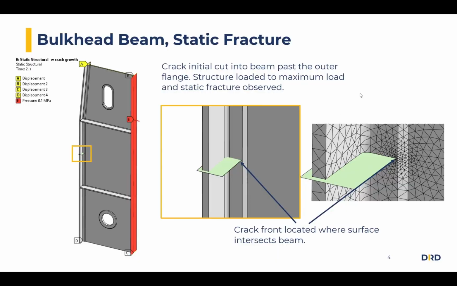So the beam in question is what you see here on the left. It is fixed at the top and bottom, and then we have a single pressure load on the back side of about 1 megapascal, and we have a surface that overlaps the solid, and this tells the software where the crack is located. So at the end of this line right here is where the crack is located in the structure.